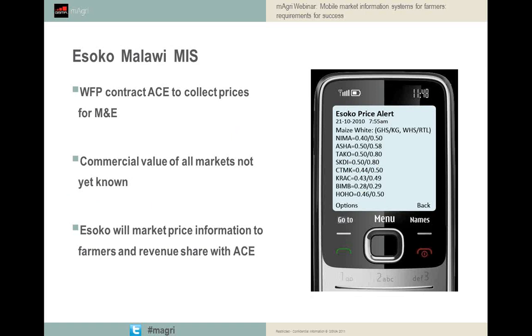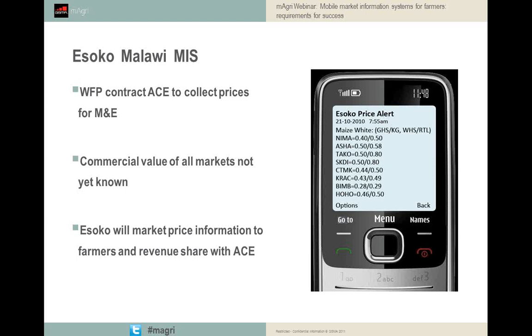Part of this is to explain a bit more about the partners and how we're moving to sustainability. Currently, ACE has a contract with the World Food Program to collect prices from 28 markets. So part of their revenue from this is a contract to collect prices from these markets. That's the primary reason there's such a large network now of 28 markets.